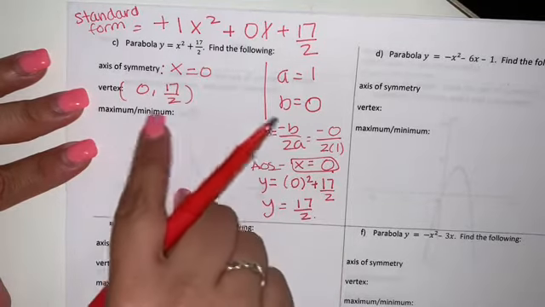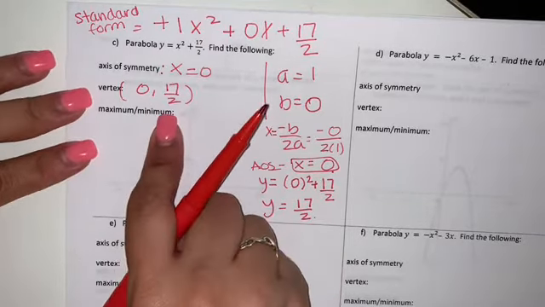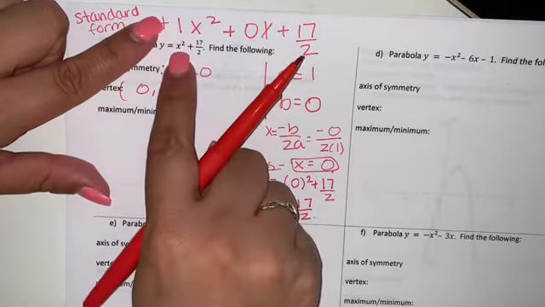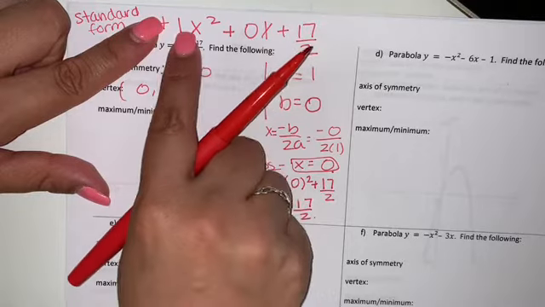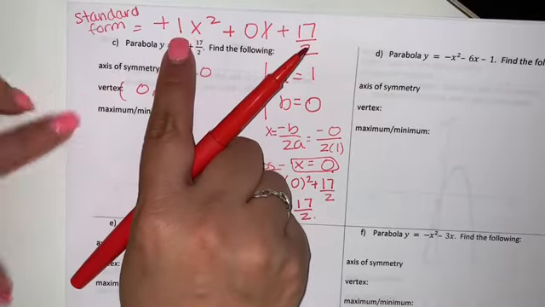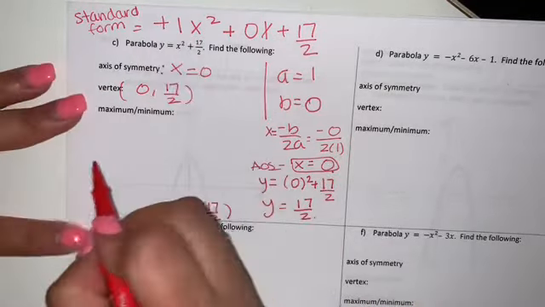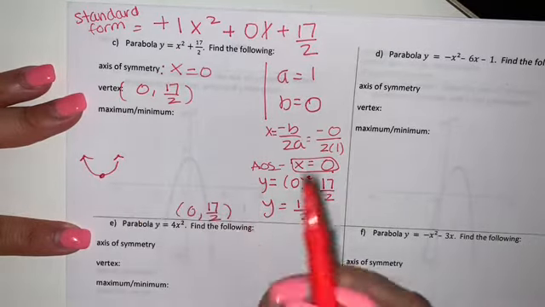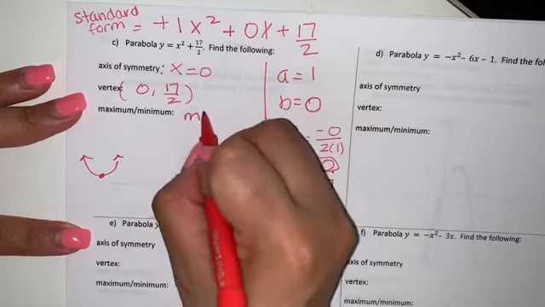And I need to know if this is a maximum or minimum. So the leading term of my parabola is going to be a positive number. In this case, it was a positive 1. So that means it's going to open upward. My vertex will be here. So that means that this is a minimum.